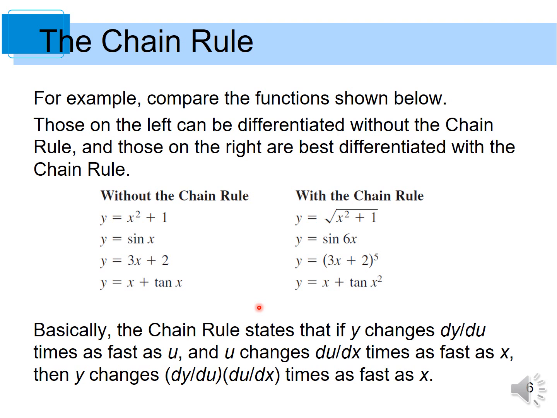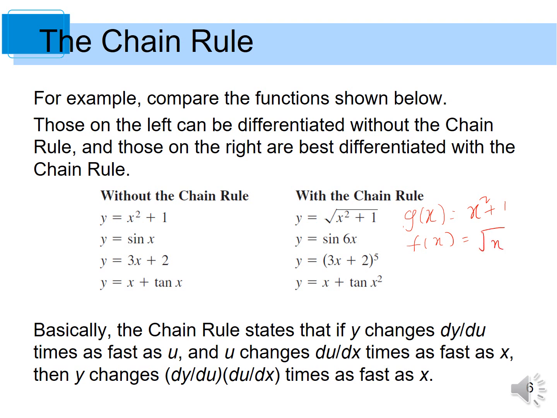Now I show you the right side functions. Those can be written as composite functions. Look at the first one. We can let our inner function be g(x) equal to x squared plus 1, and the outer function f(x) equal to radical x.